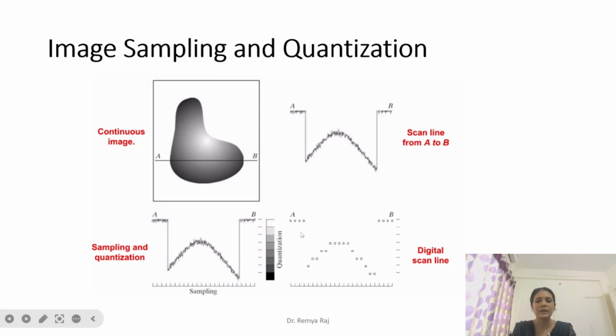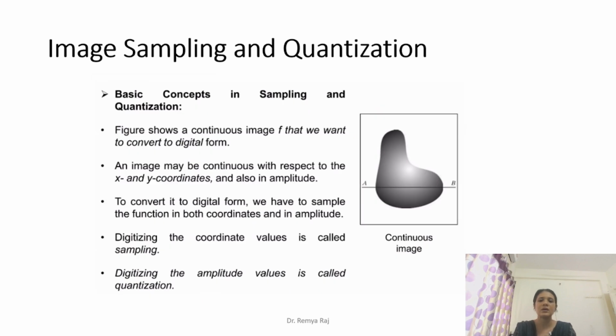So now you will be getting a final image like this. So now you are sampled in the x-axis, and you are quantized in the y-axis. So these are the basic simple steps of sampling and quantization. Now we'll see in the figure one by one.